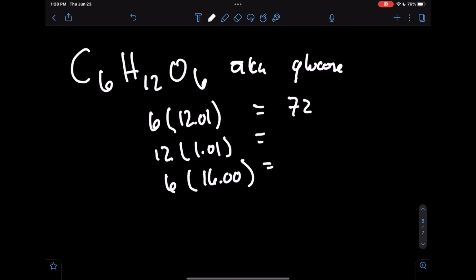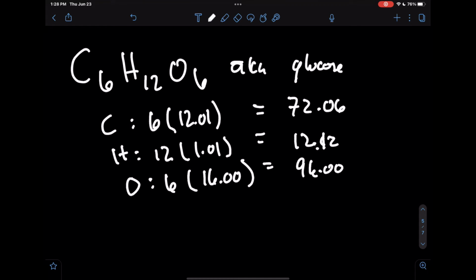So for carbon, we have 72.06. I'll go ahead and just write them out over here so we don't get confused. Hydrogen, we have 12.12. And oxygen is 96.00. We add all these up, and we're going to get around 180.18 grams per mole.